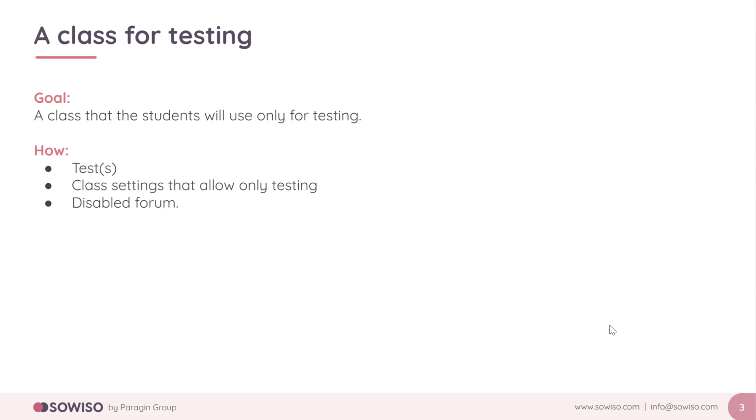We're going to first create a test, and then we're going to set up the class settings that will only allow testing, and then we're also going to disable the forum. And this is because usually the forum is used to ask questions about practice material, and probably you're not going to have any students asking questions before the tests via Sowiso if they're only using Sowiso for testing. So let's get started.